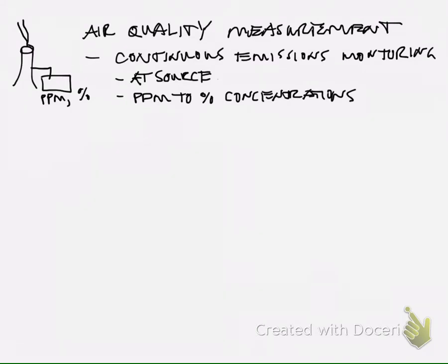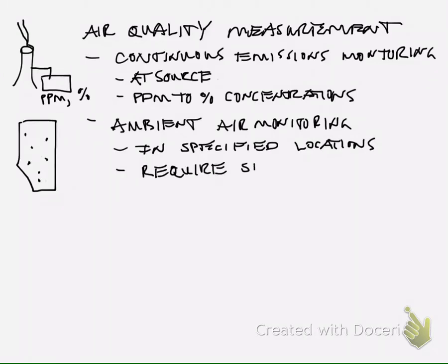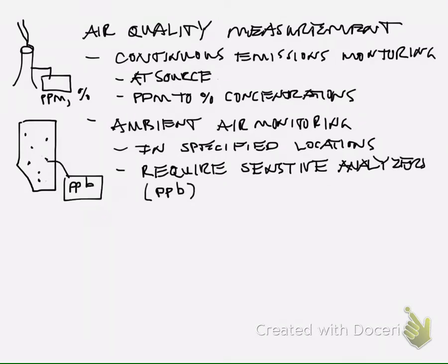These types of analyzers that are used for continuous emissions monitoring are going to be monitoring in concentrations of ppm or up to percentage. So this is actually considered a higher concentration than the other type of monitoring that we're going to talk about. And what that's called is ambient air monitoring, just monitoring the ambient air rather than monitoring directly at the source of the pollutant. And so in the province of Alberta, we have these ambient air monitoring stations in specified locations throughout the province.